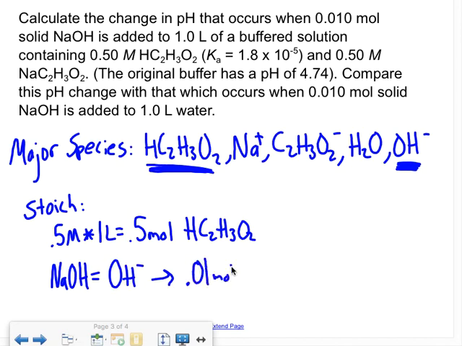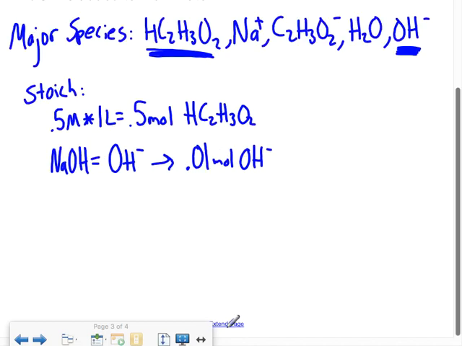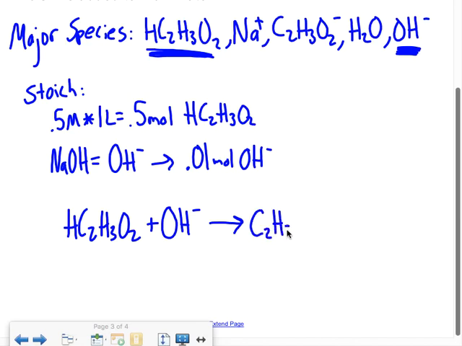So we need to figure out what's the stoichiometry involved when we have this reaction taking place. Half a mole of acetic acid reacts with 0.01 moles of hydroxide. So let's figure out the balanced reaction here. We have our acid reacts with the hydroxide ion, and the acid is going to lose a hydrogen, and that hydrogen is going to be accepted by the base hydroxide, so we're going to be left with the ion of the acid minus the H plus, and water.